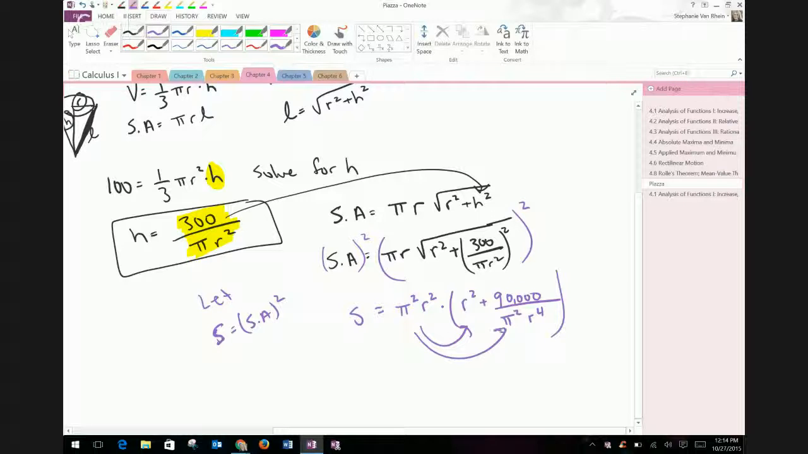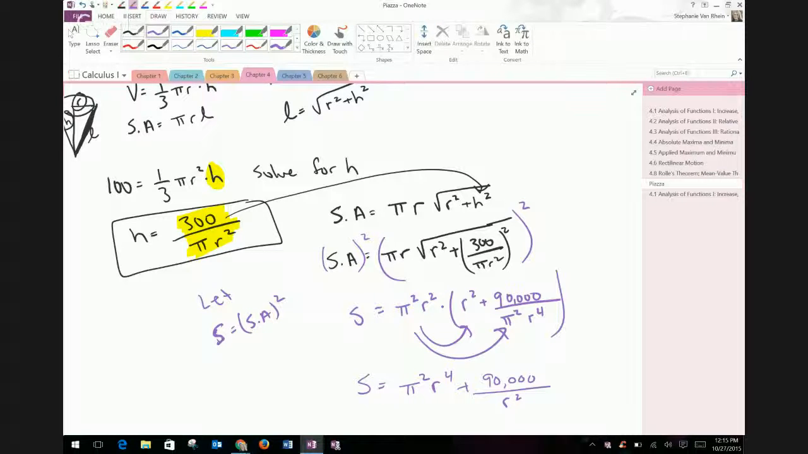And I'm going to distribute that. So I end up with s is pi squared r to the 4th plus 90,000 divided by r squared, if I distribute that through.